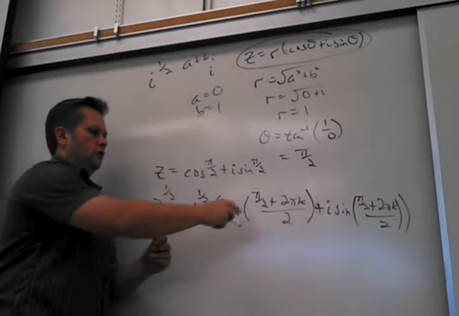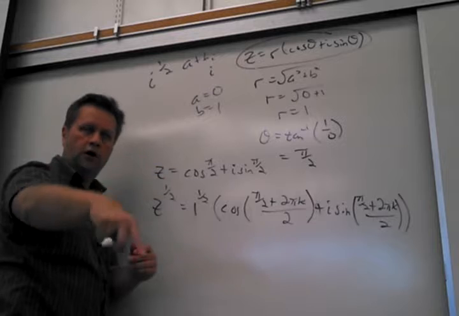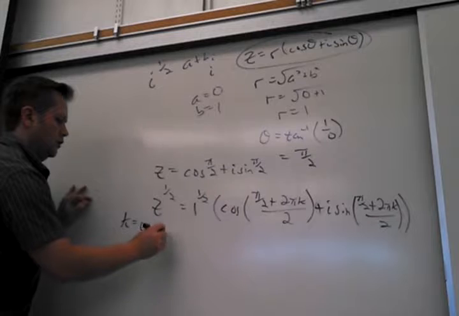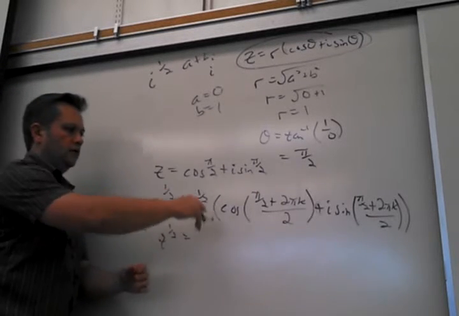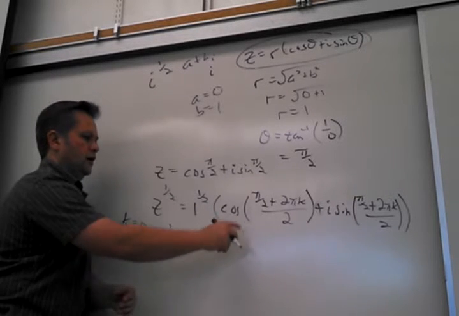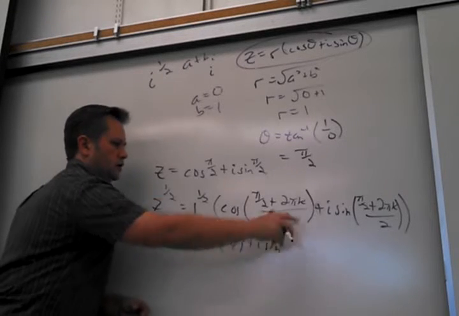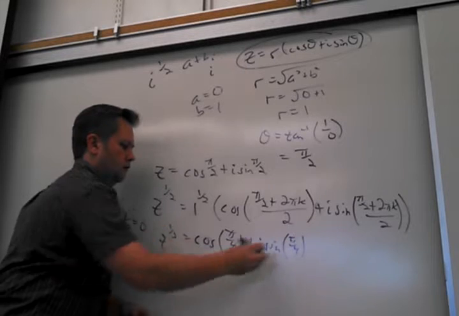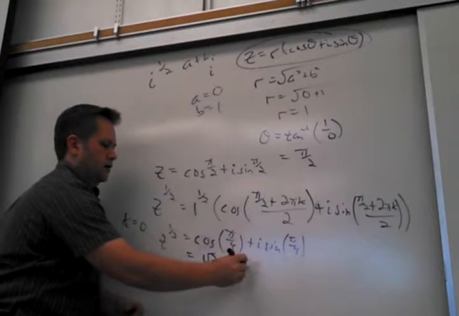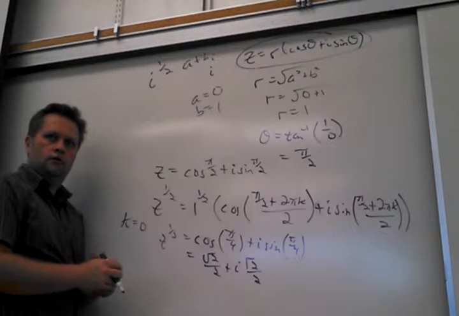And now, what do I let k be? 0. Or 1. Good. So if k equals 0, I get z to the 1/2 equals 1 cosine of, well, let's just put it in here, cosine of pi over 4 plus i sine, same thing of course, pi over 4. So I get root 2 over 2 plus i root 2 over 2. Correct.